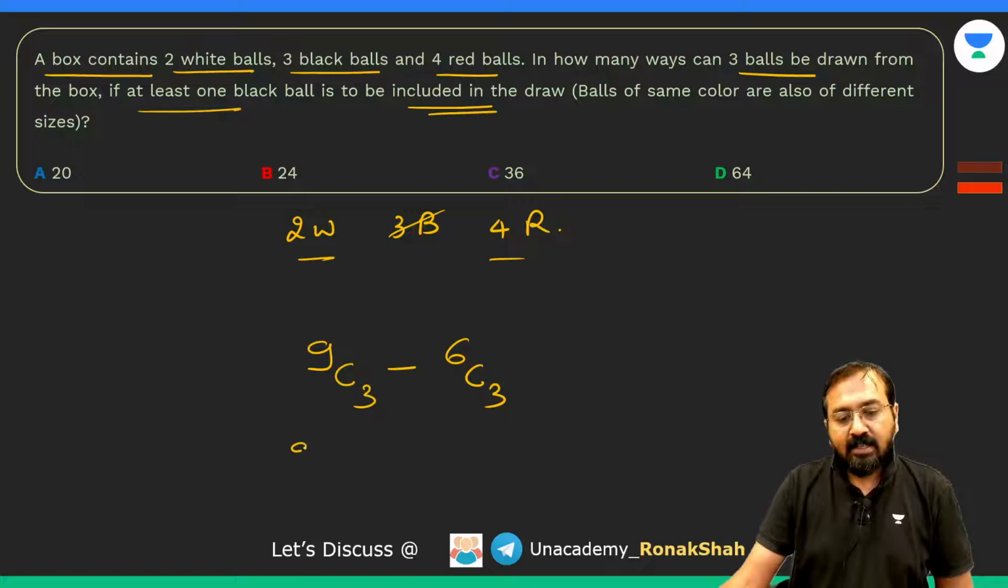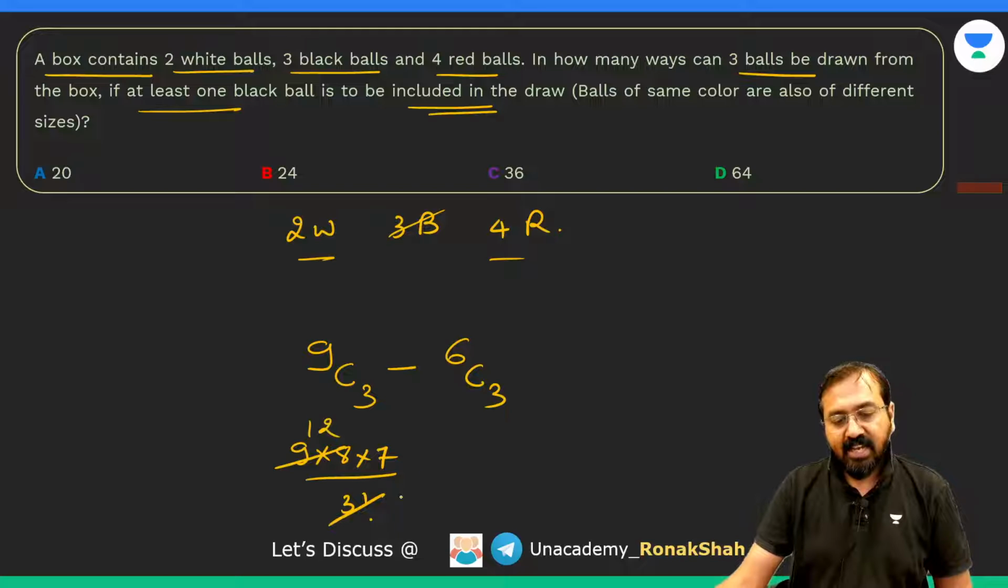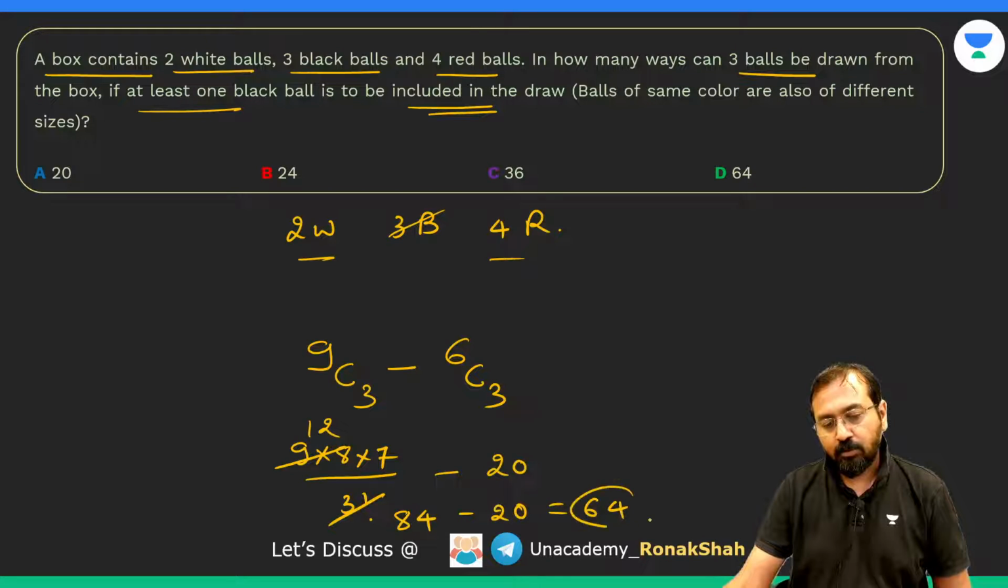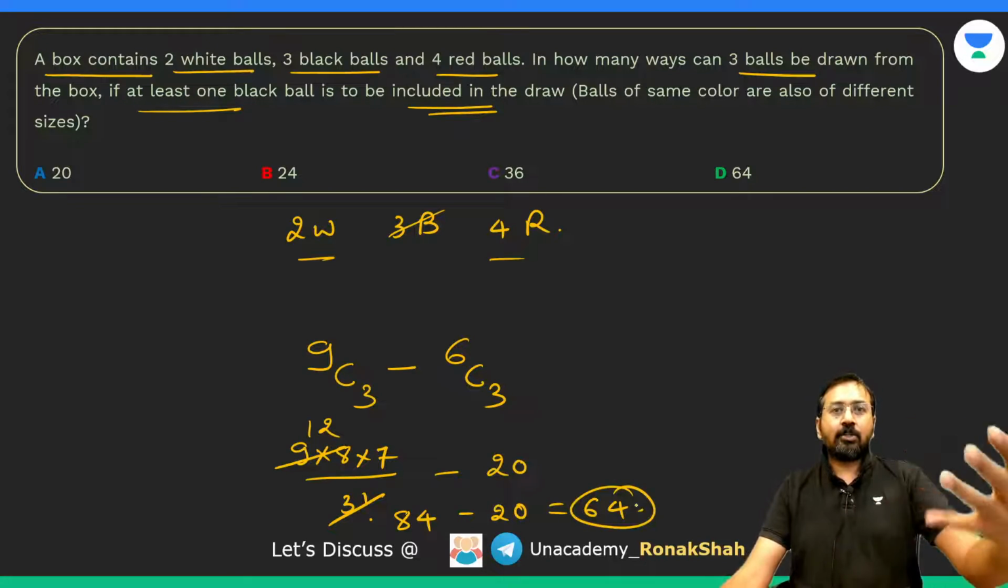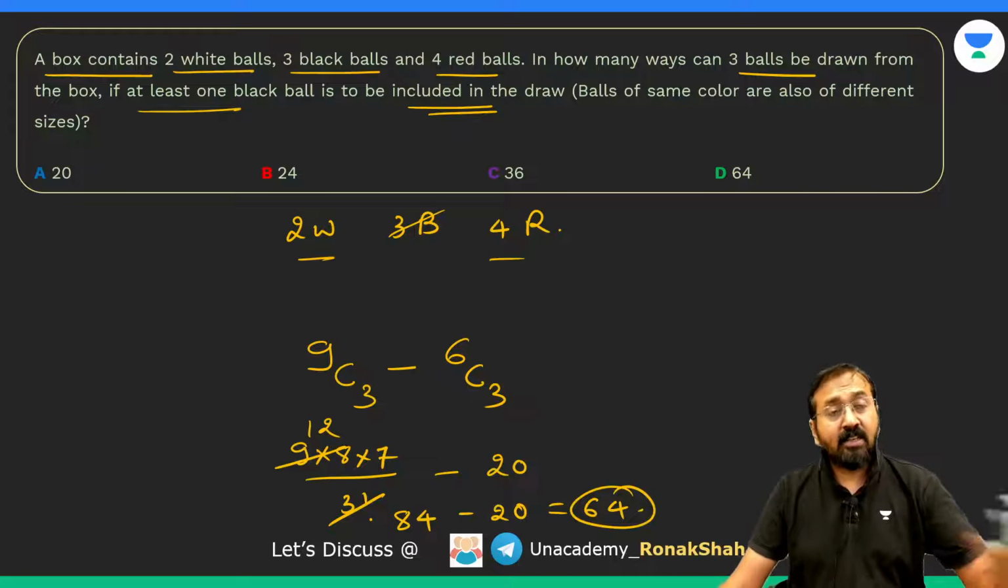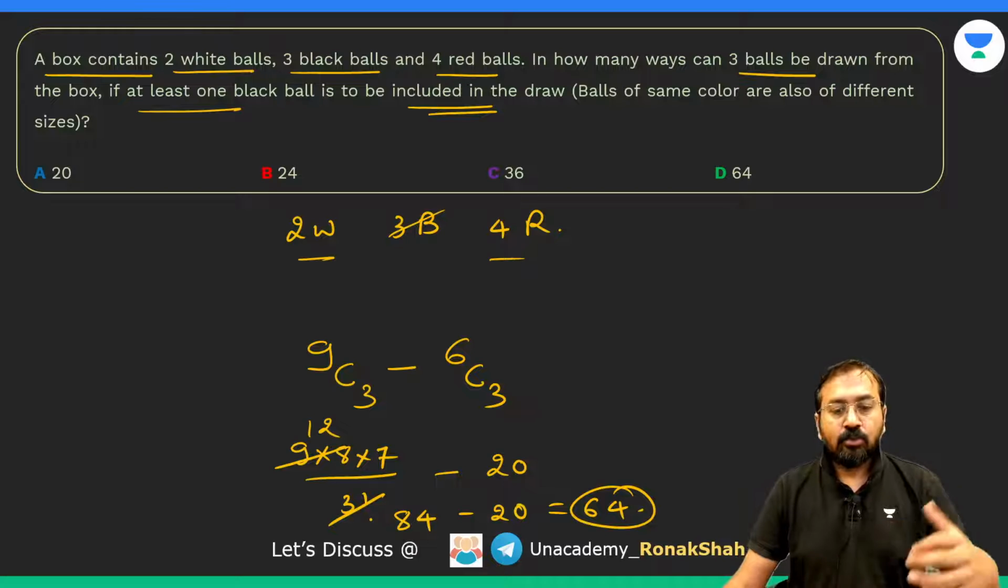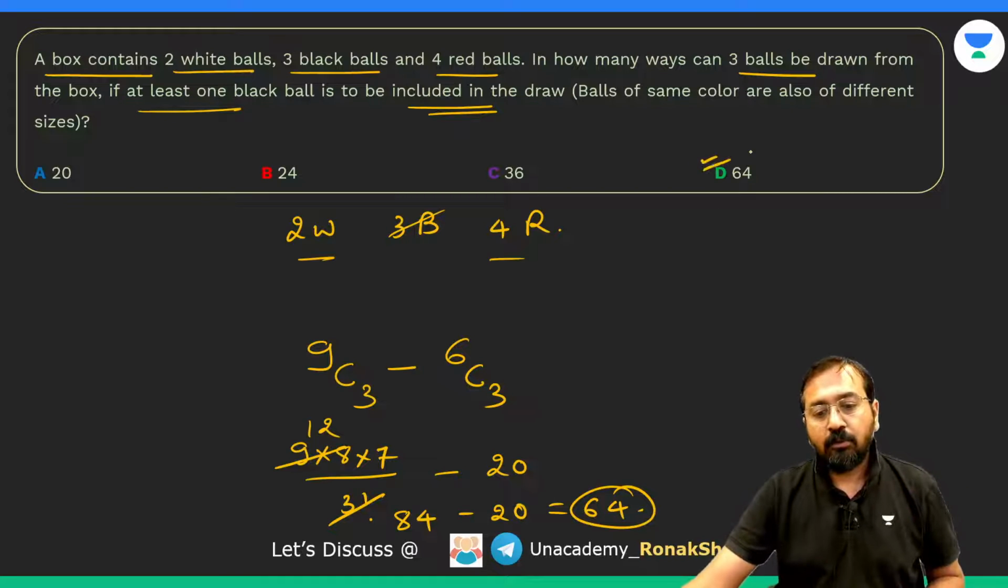So 9C3 is what? 9 into 8 into 7, divided by 3 factorial. 3 factorial is 6. 6 12s are 72, 12 7s are 84. So this will come out to be 84. Similarly, 6C3 is 20. So 84 minus 20, it's going to be 64. You can remember these values: 5C2 is 10, 5C3 is also 10, 6C2 is 15, 6C3 is 20. So that would actually help you with faster calculation.